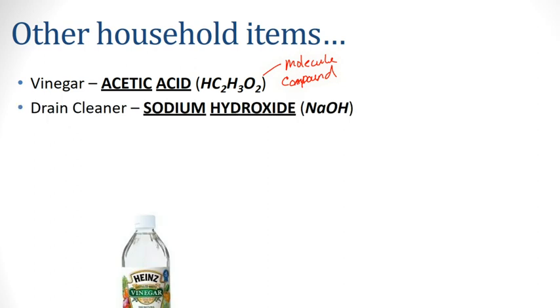Drain cleaner. Ooh. Okay, drain cleaner is mostly sodium hydroxide. Some sort of hydroxide usually, but sodium hydroxide most commonly. What elements make up this? Oxygen and hydrogen, right? So that's what sodium hydroxide is. And it's also a molecule and a compound.